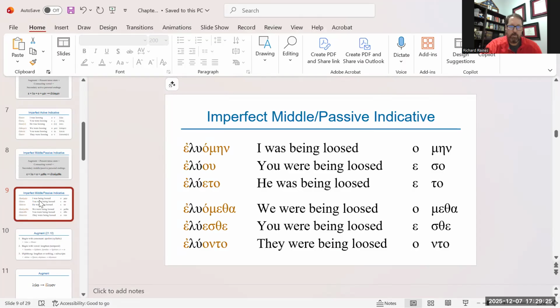And you can see the augment, the verbal root, the connecting vowel, and the personal ending across the board. He shows you the connecting vowel and the personal ending to the right there, but it will be eluomen, eluou, eluou eto, eluometha, eluesthe, and eluonto. Again, these should look really similar to what you've already seen, with a few variations. So that is the imperfect active and the imperfect middle and passive indicative.